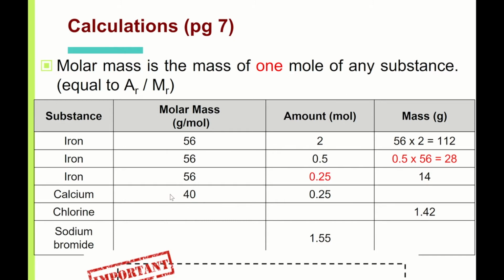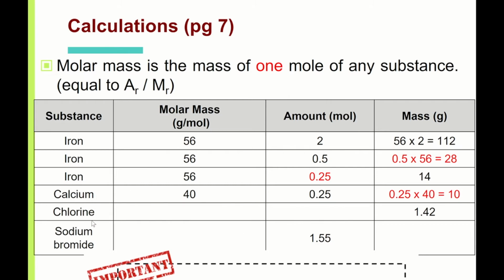Then let's take a look at calcium. 1 mole of calcium is 40 gram. So if I have 0.25 mole, what is the mass? I repeat, 1 mole of calcium is 40 gram. Now you only have 0.25 moles. What is the mass of this 0.25 mole? So what will you do? You use 40 times 0.25. Okay, let's try the next two.